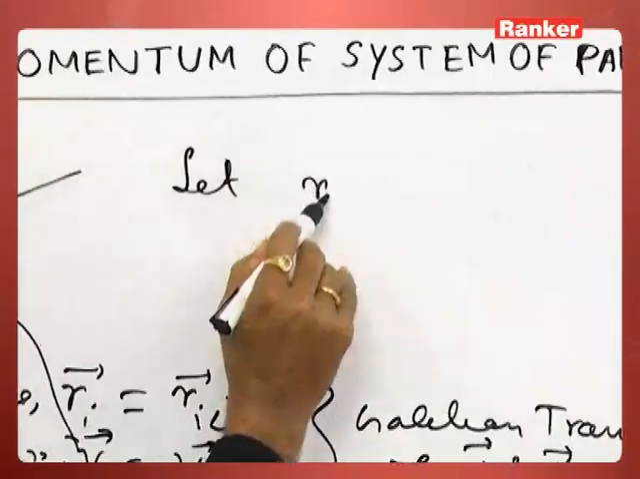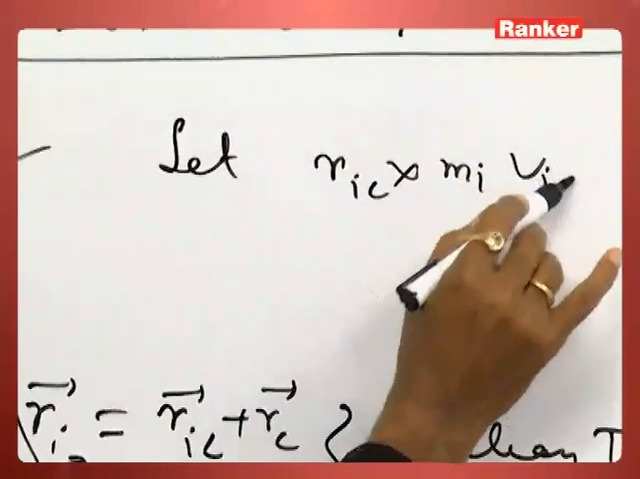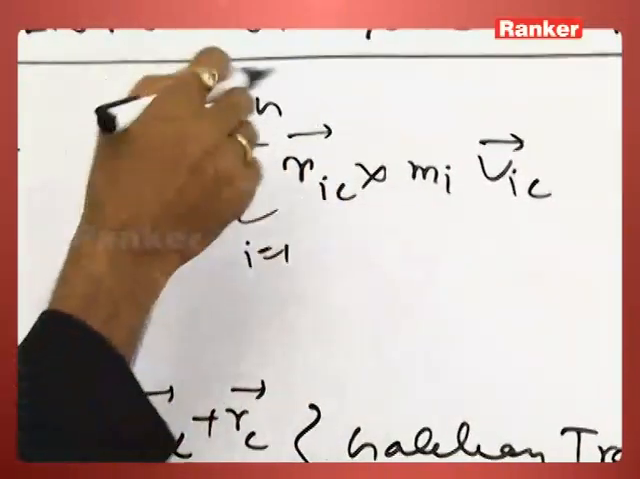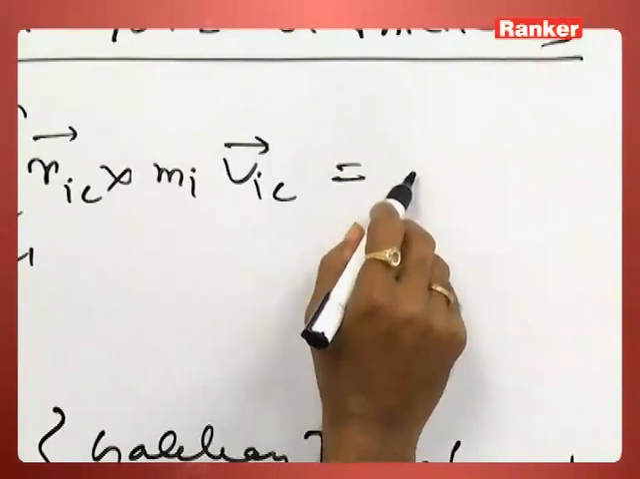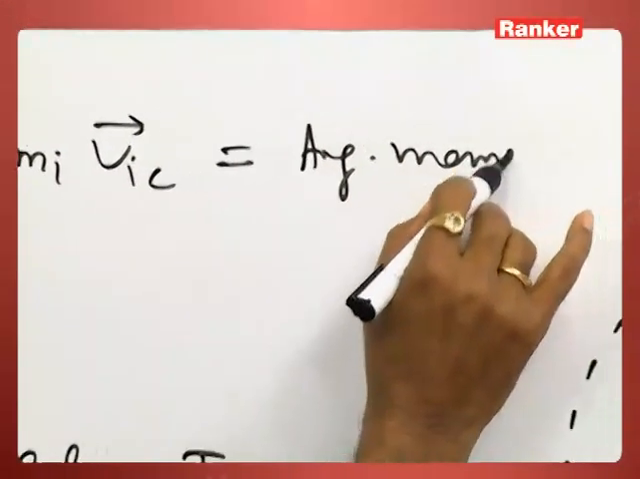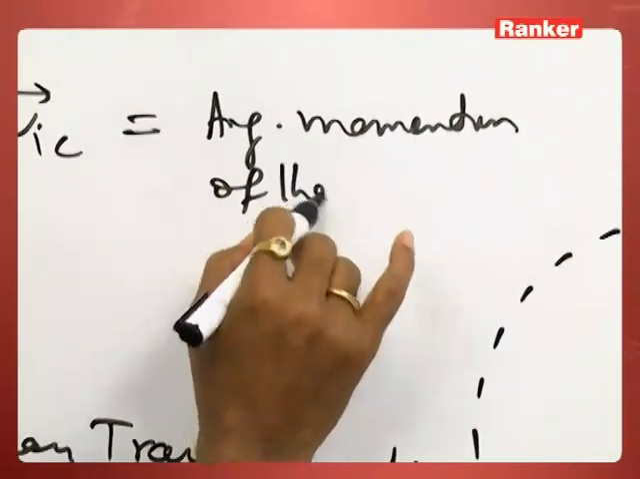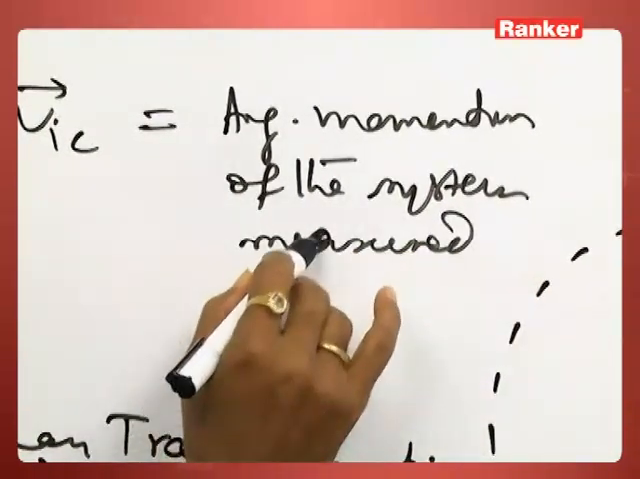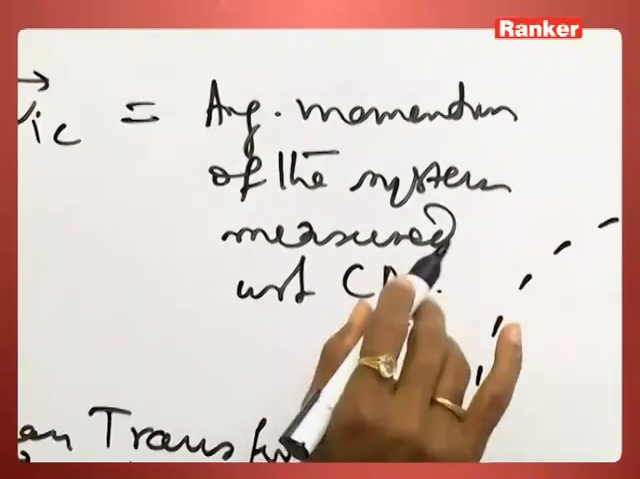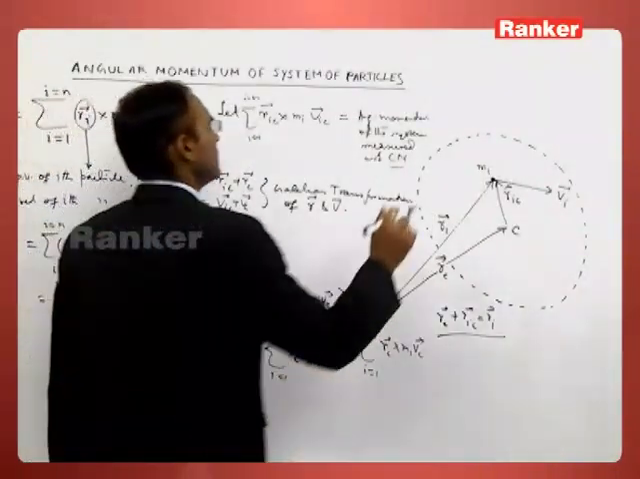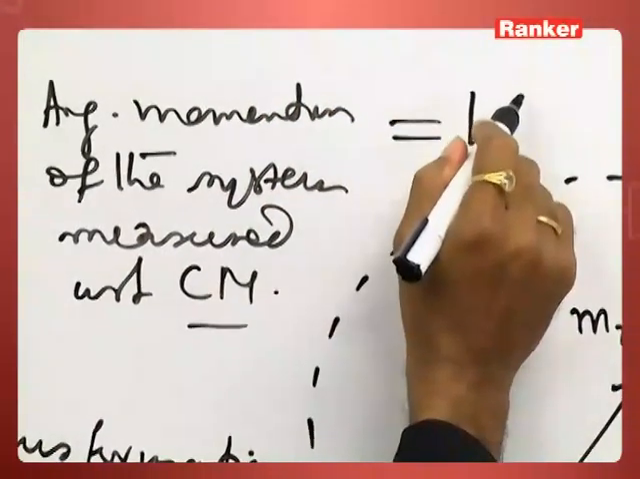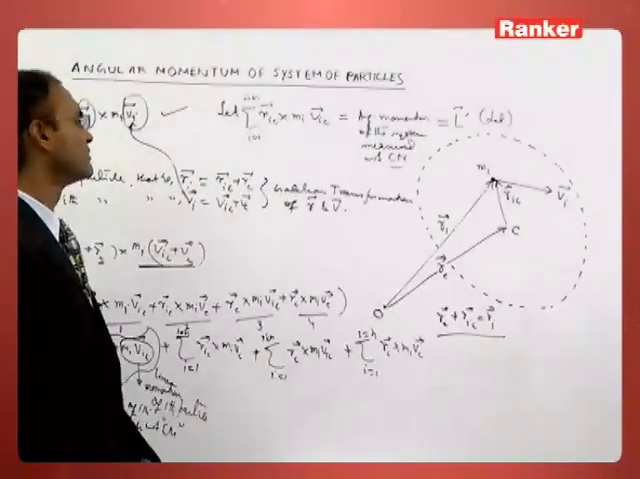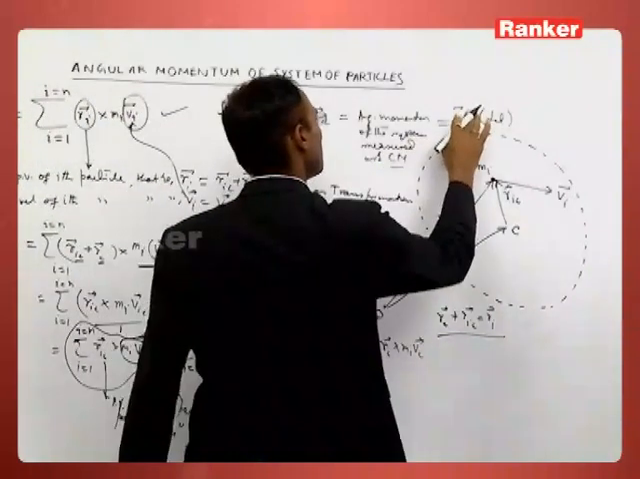I can call it, let the summation of r_ic cross m_i v_ic from i equal to 1 to i equal to n be the angular momentum of the system measured with respect to center of mass. Let it be L dash, or you can write L_c.